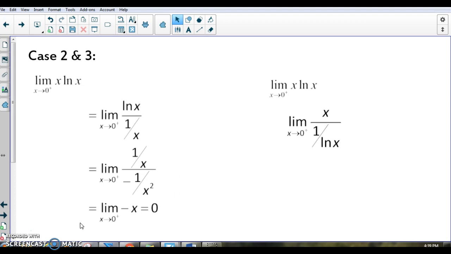This method works great on this side. If you try and rewrite it as this fraction, the one on the right-hand side, it becomes a big, humongous mess. So I'm not even going to show it to you because it just looks ugly. Feel free to try it if you like, but it's a big, huge mess.